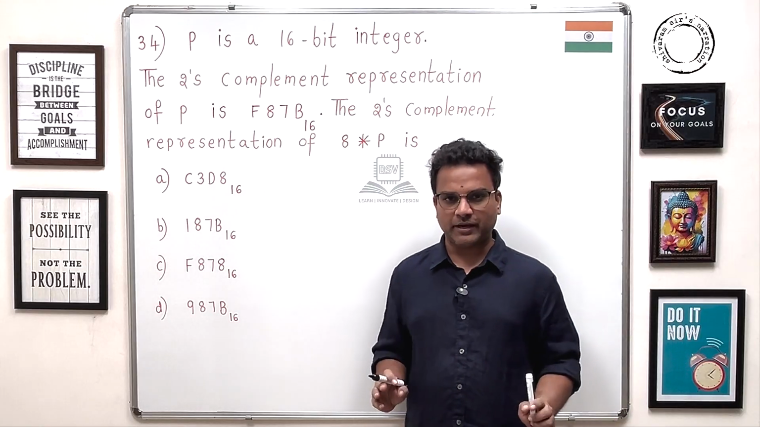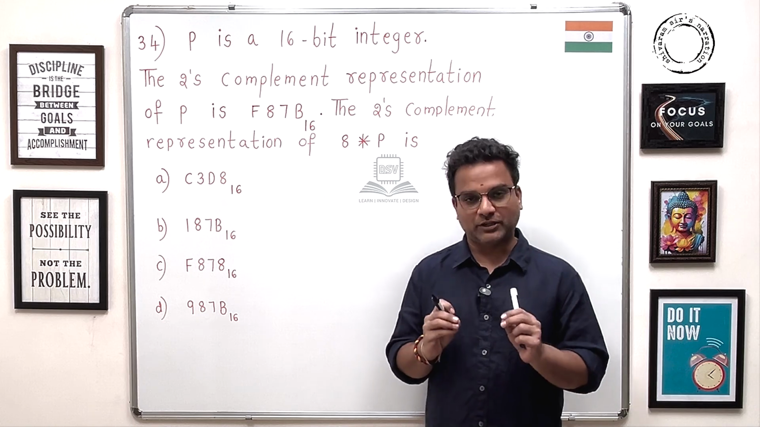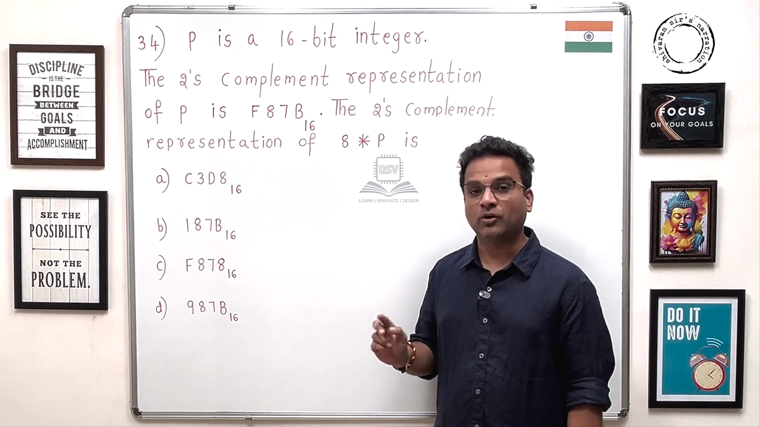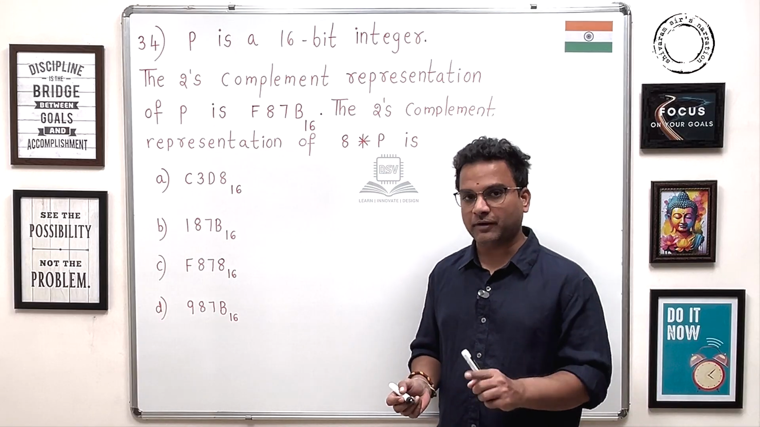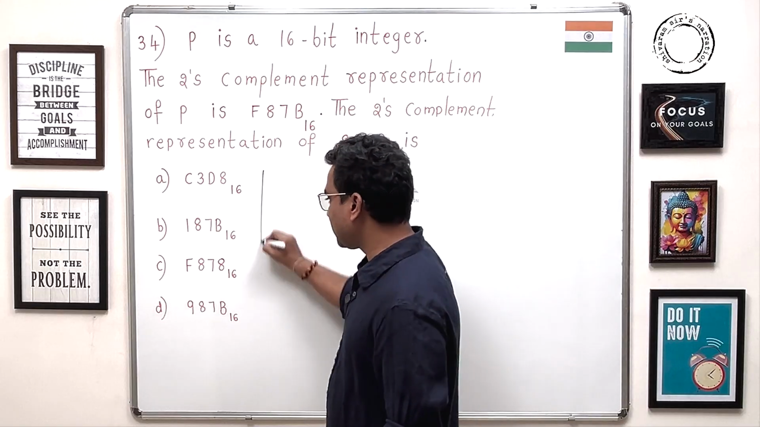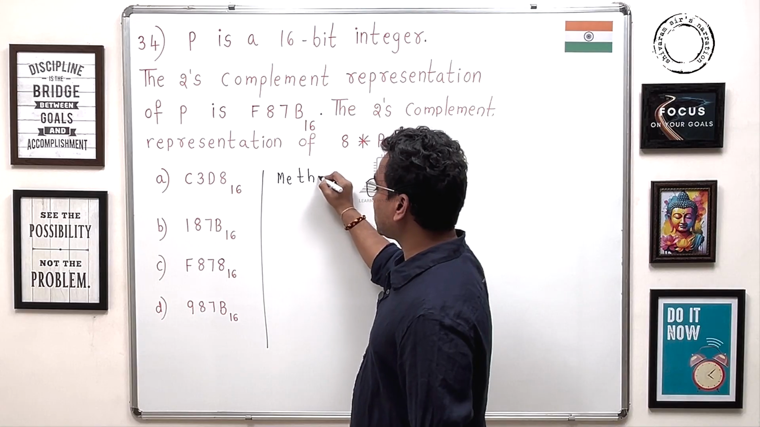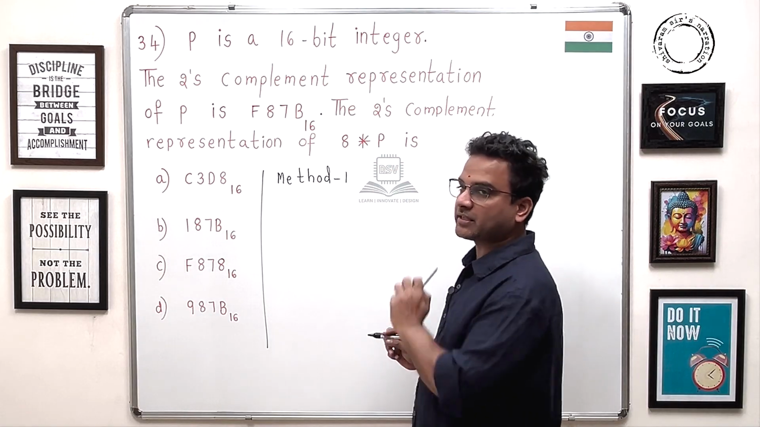Guys, every question has different solutions. Every problem has different solutions. Likewise, even this question also has 2 different solutions. Let's see method 1, the first one. Here he told P is a 16-bit integer and the 2's complement representation of that P is F87B.